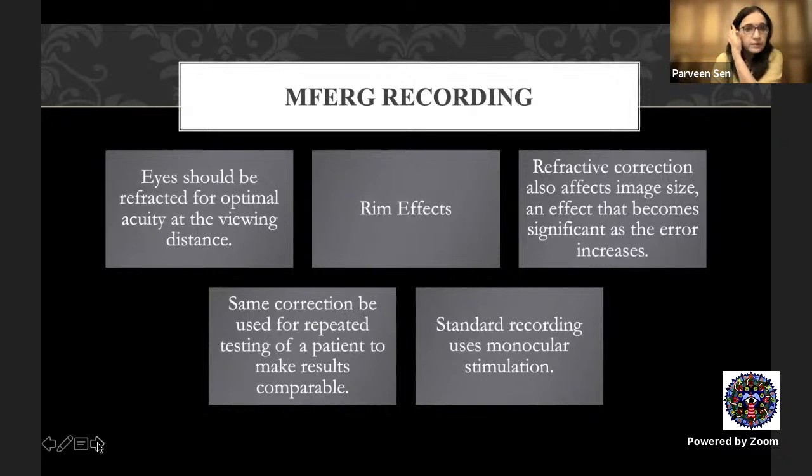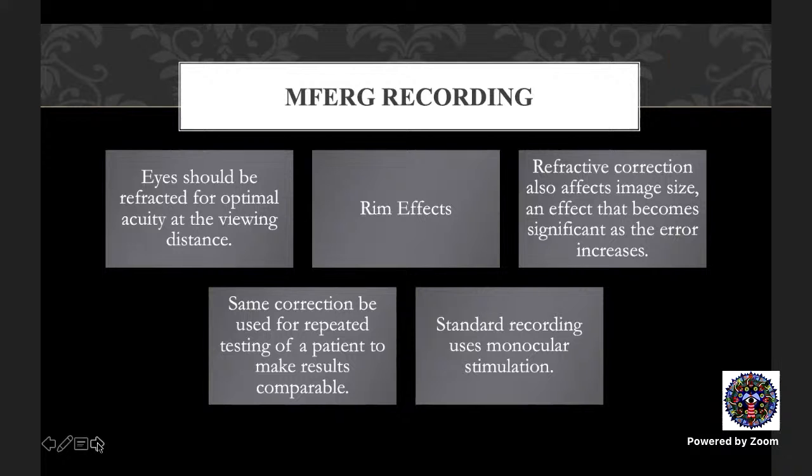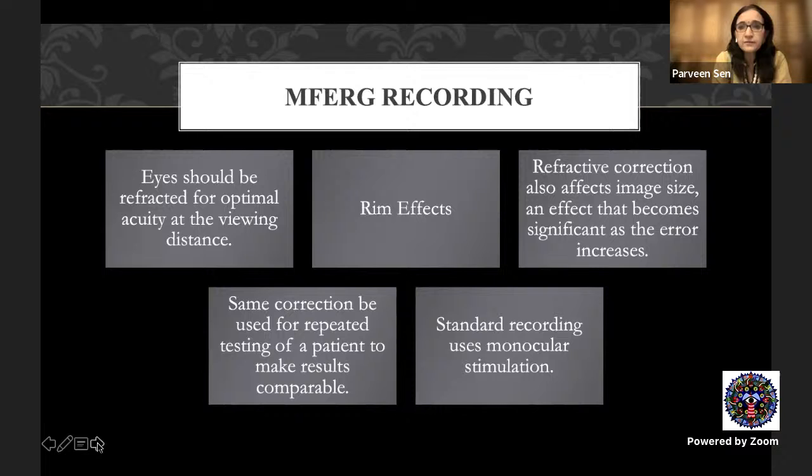When you do the recording, the patient should always be refractively corrected. There is a knob on the multifocal ERG system or the stand itself which can be used for this optical correction. If the patient is using glasses, we could give him glasses, or you could use a child frame and put his lenses in place as well. But you must understand that if you are using a high myopic lens, a rim effect will be present, and that has to be taken care of.